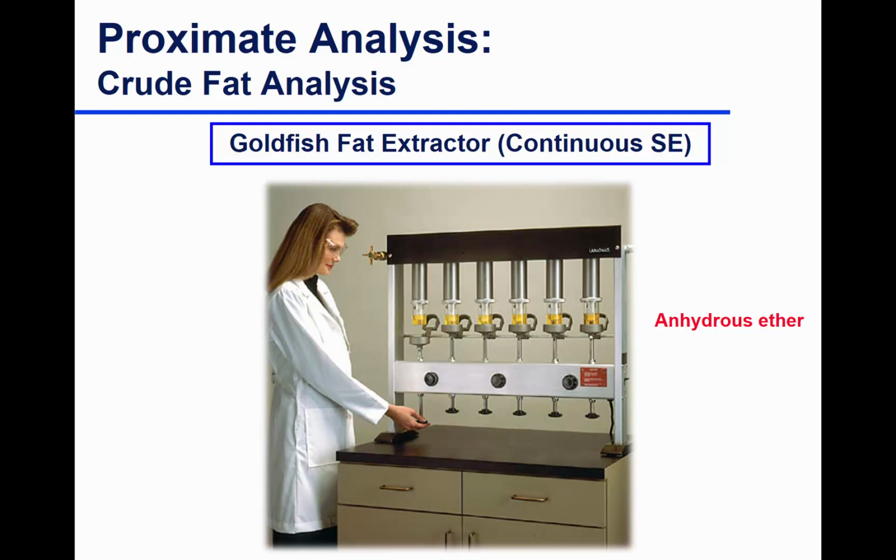And if you can see, these hot plates are very close in proximity to where the solvent is going through. So if you don't screw this on very well, what could happen? Solvent can leak out and hit the hot plate. And diethyl ether is what? Flammable.